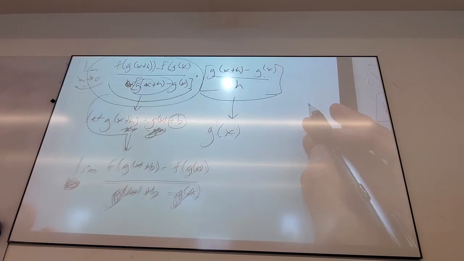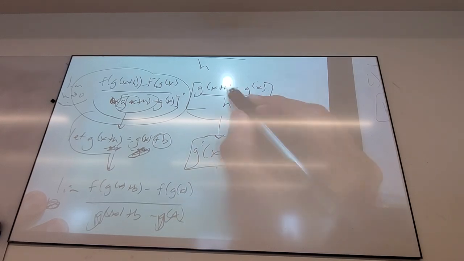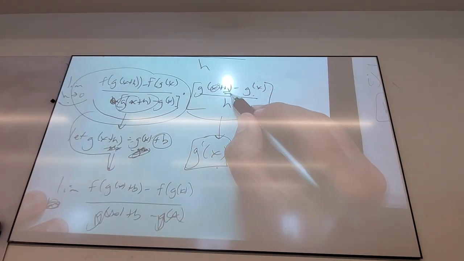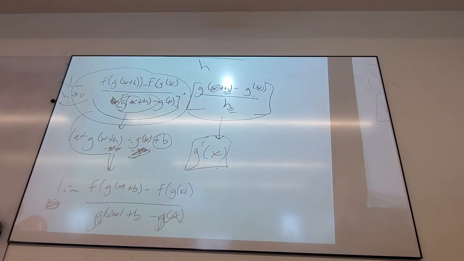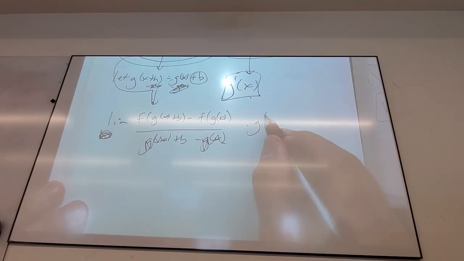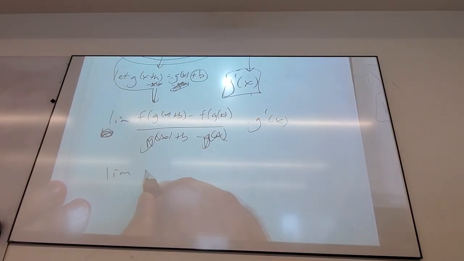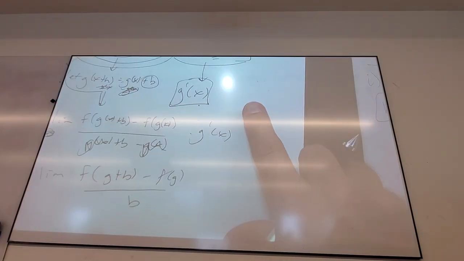So let me remind you, why was this g prime of x? Because this is g of x plus h minus g of x over h, yes? So that goes to g prime of x. This, let me write it even better. This is f of g plus b minus f of g over b. Do you see the analogy here?